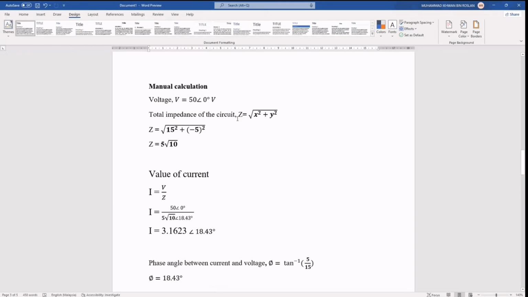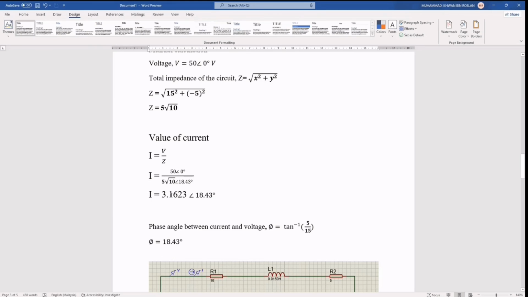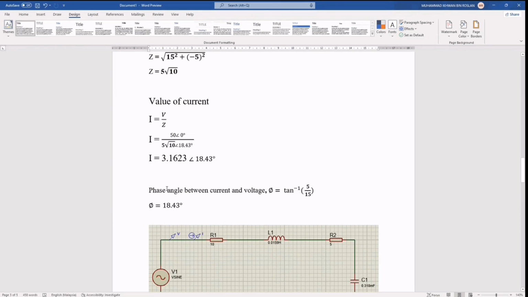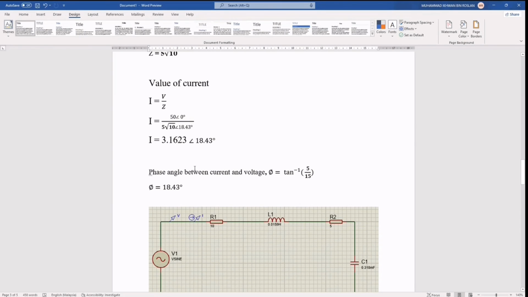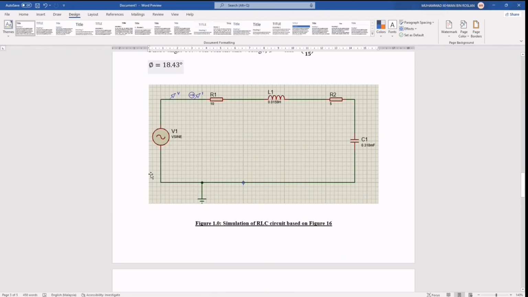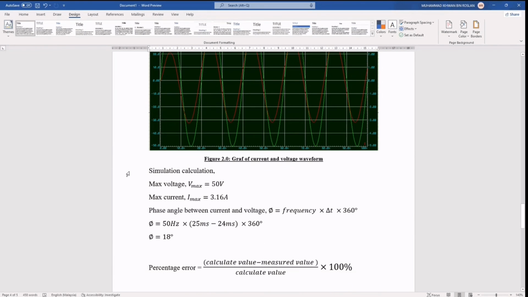But first, based on the manual calculation, we calculate that the total impedance for the circuit, the Z, is 5 square root of 10, and we can calculate it, and we get the value of the current is 3.1623, and the phase angle is 18.43 degree, and this is the one I have already screenshot.